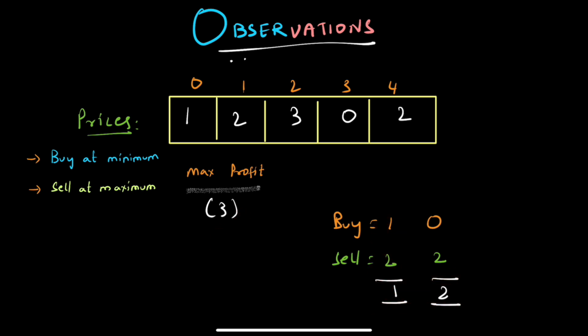So what mistake did we do? We were being greedy. We bought it at day 0 and immediately sold it at day 1. But if we had waited for one more day, then the stock price would have been 3 and the total profit would have been 2 for that day. Now, because of this, our greedy approach fails.